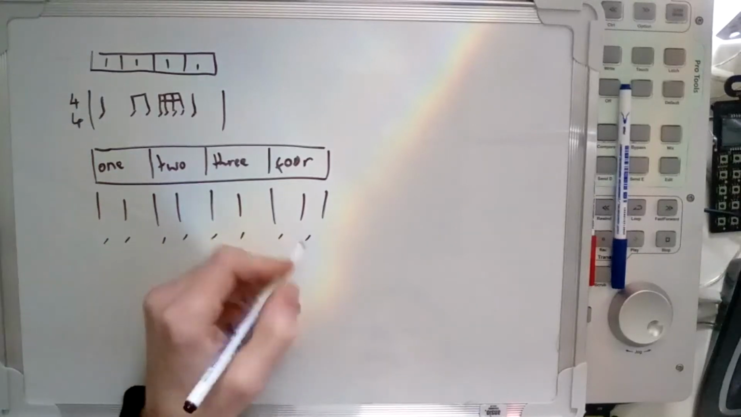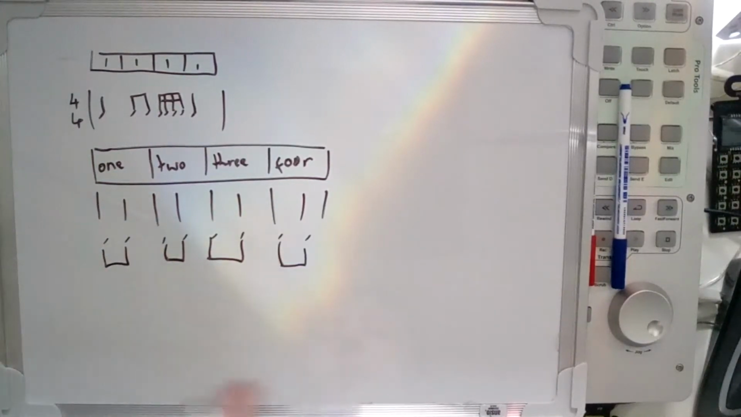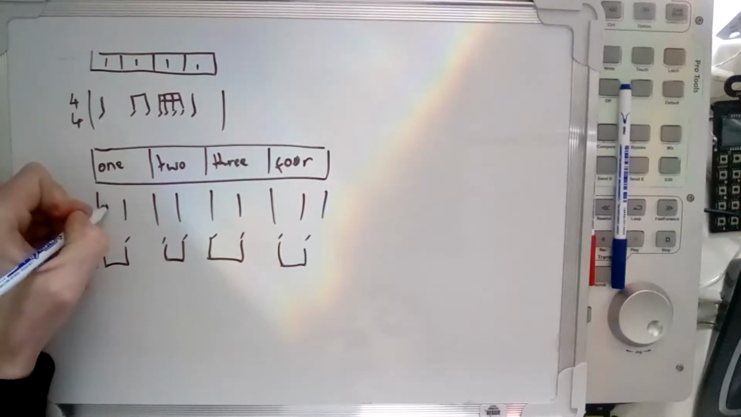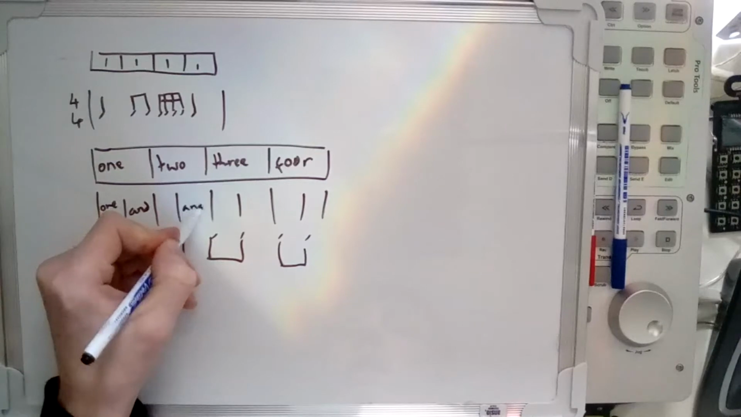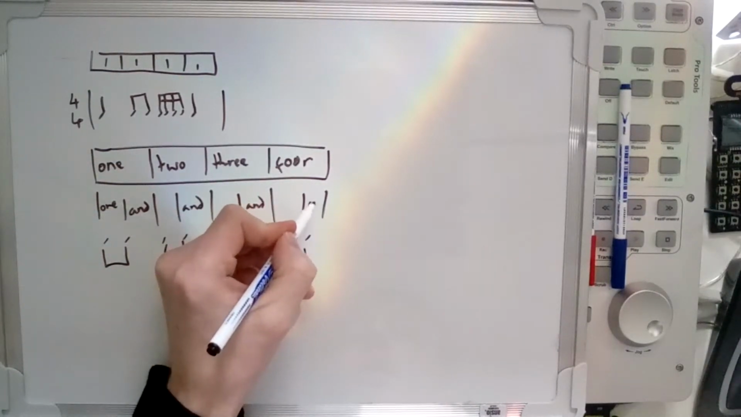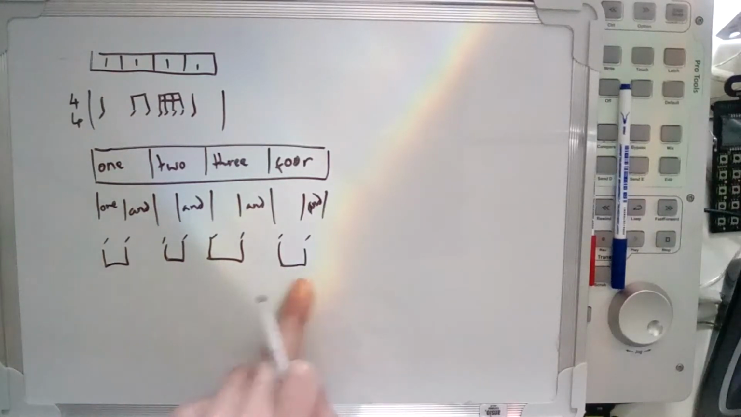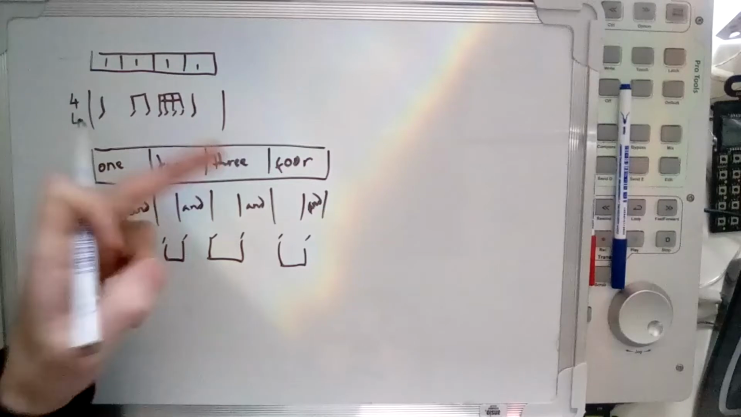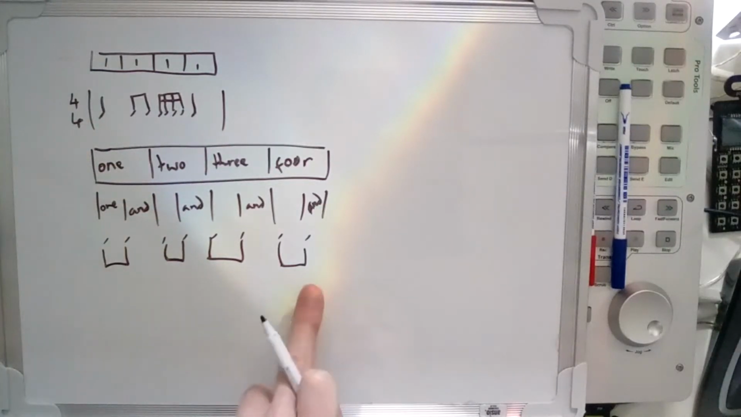What about counting quavers like this? 1, 2, 3, 4. What about if we had a rhythm like that? How do we count this subdivision? Well, we have 1 and 2 and 3 and 4 and 1 and 2 and 3 and 4 and 1, 2, 3, 4. 1 and 2 and 3 and 4 and.